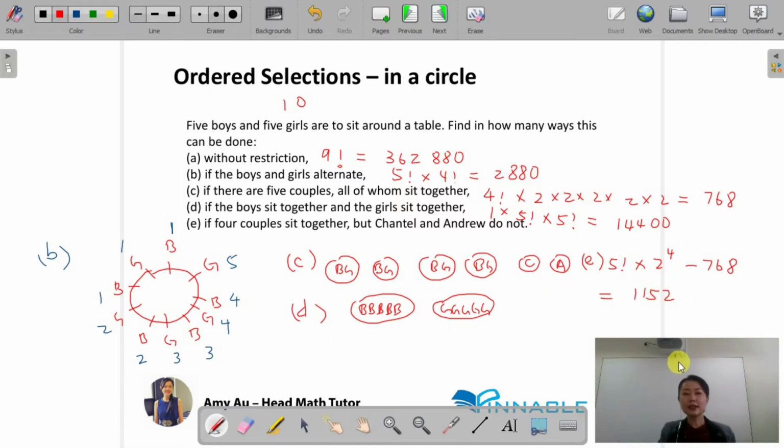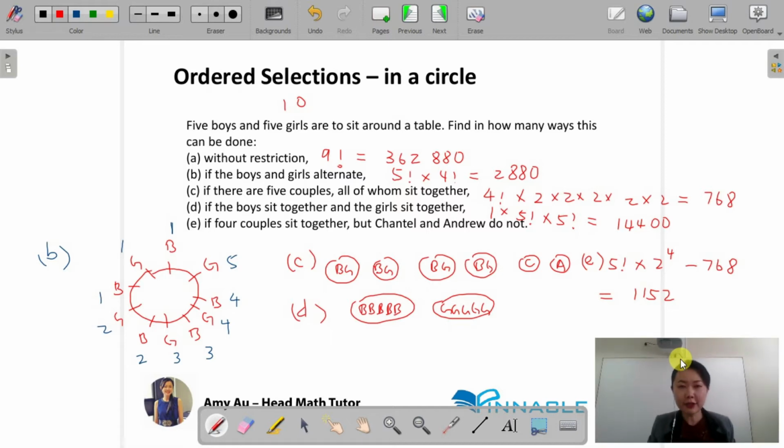Alright, so that's it. So hopefully this example is very good in terms of exploring all the different ways you can arrange things in a circle, in this case people in a circle, how to deal with restrictions when you're looking at a circle, and how to deal with groupings, right? If people want to sit together, what do you do? Alright, so let's move on.